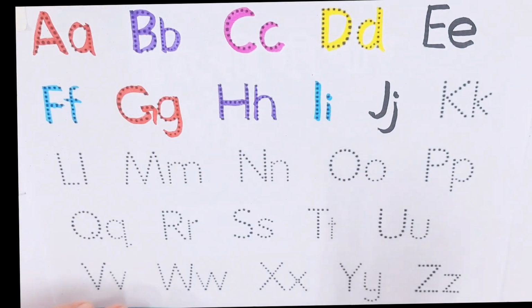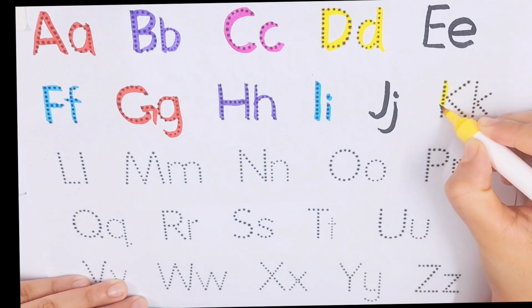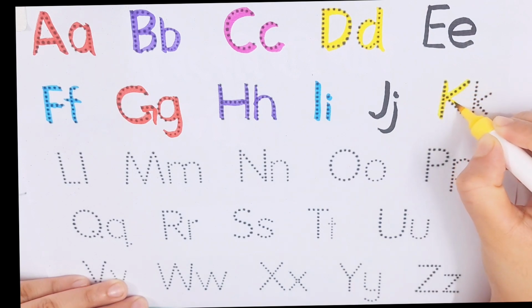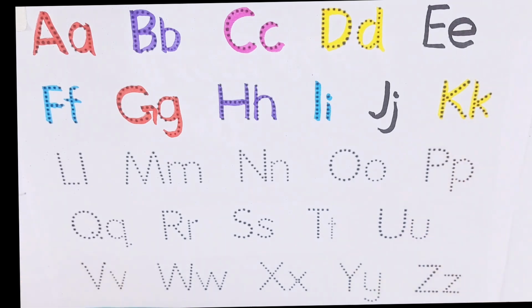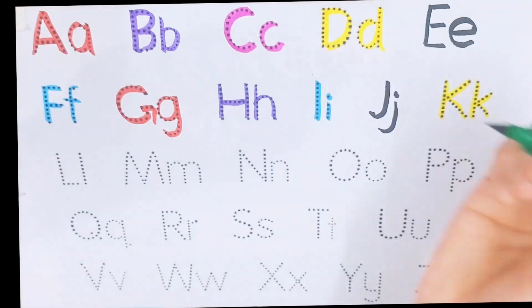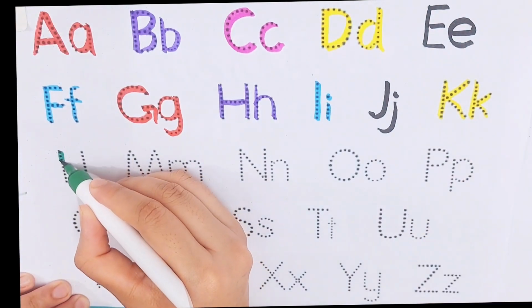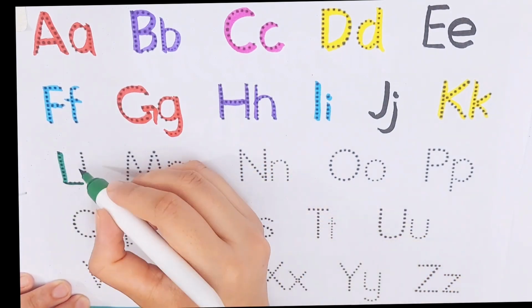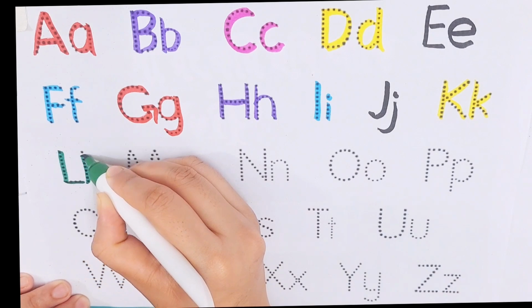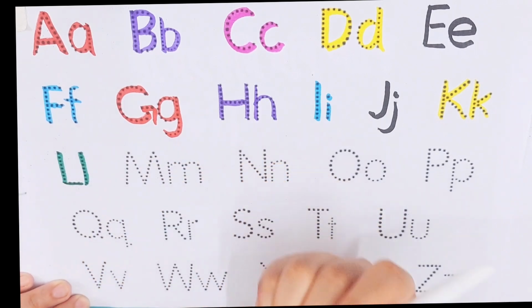Yellow color. K. K for king. K for kite. Dark green color. L. L for lion. L for lychee.